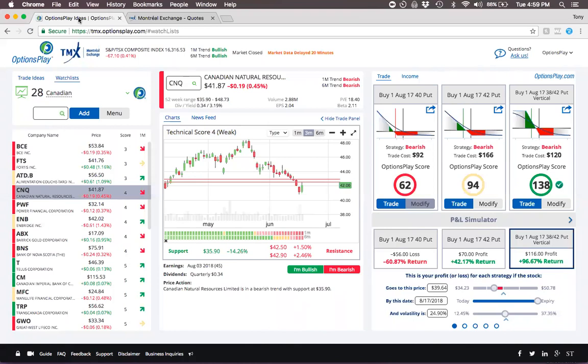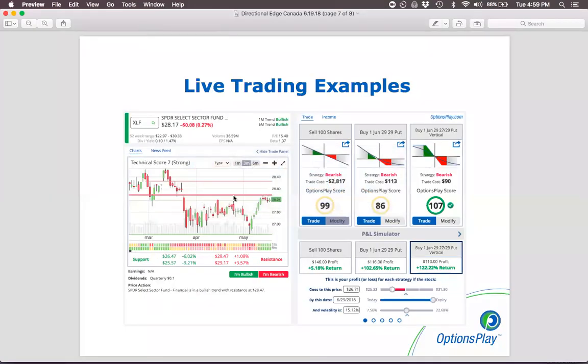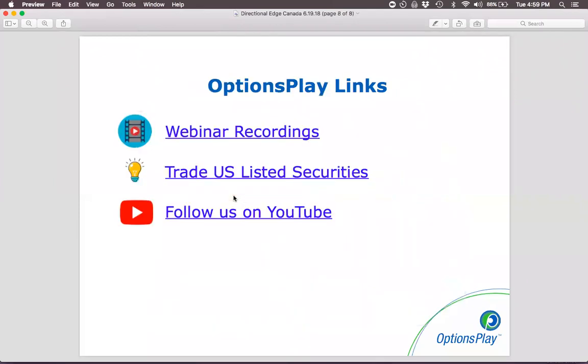So I hope that you guys were able to take this webinar and find it useful in helping you gauge not only the direction of the stock that you're currently trading, but more importantly, helping you be confident in your selections when you're trying to decide which options to trade. So with that, what I'm going to do is bring this back to our slides.